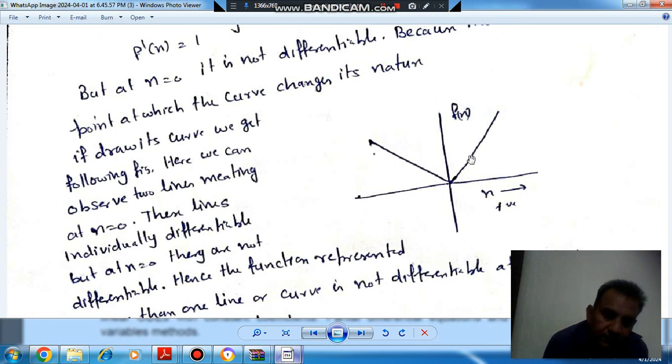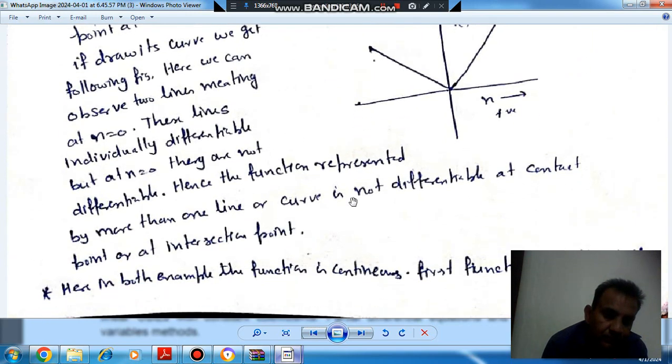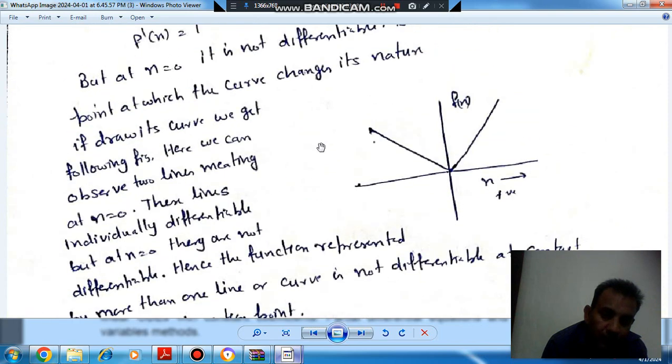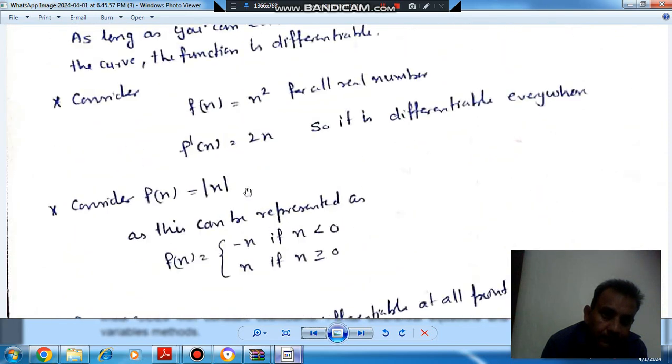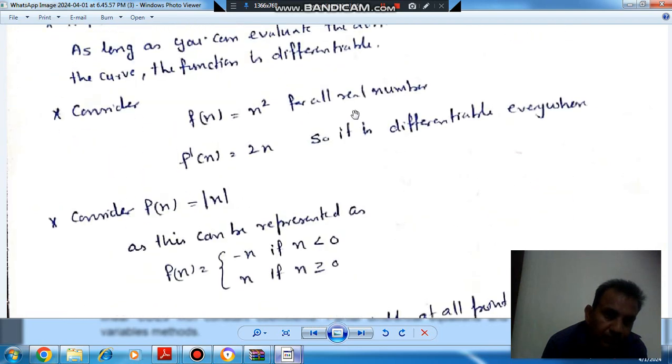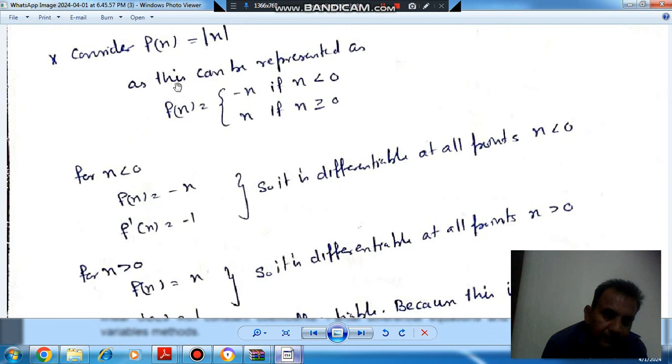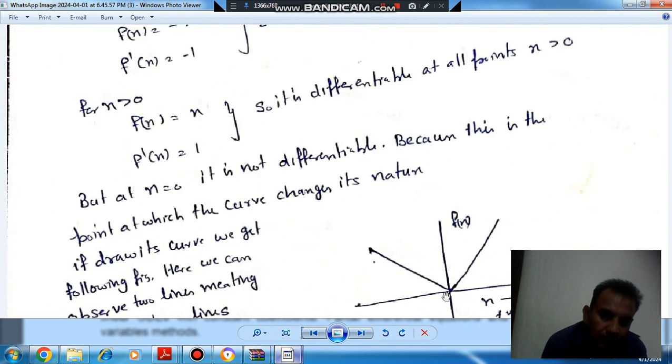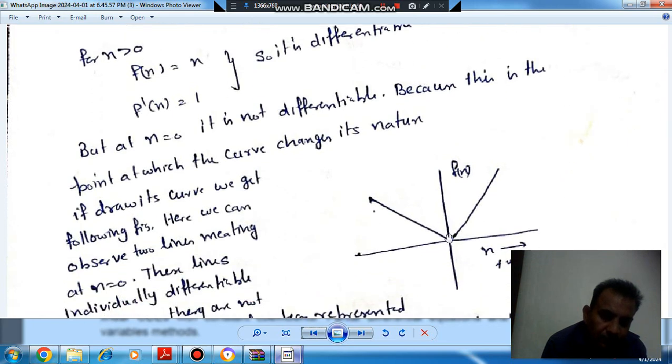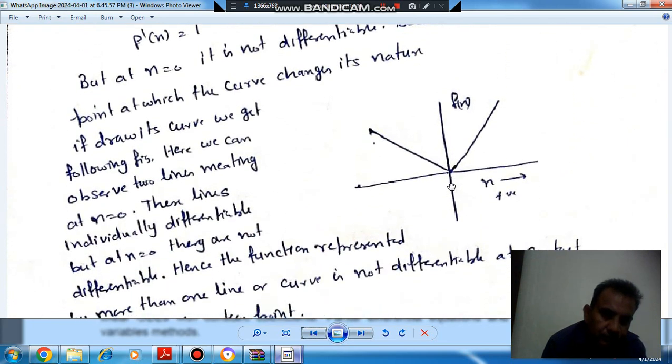So when the curve changes its nature at the point where two separate lines or curves meet, the function is not differentiable. However, in this example, f(x) = x², the function is continuous because it can be drawn without lifting the pen from the paper, and this can also be drawn without lifting the pen from the paper, but the second function is not differentiable at x equal to 0.